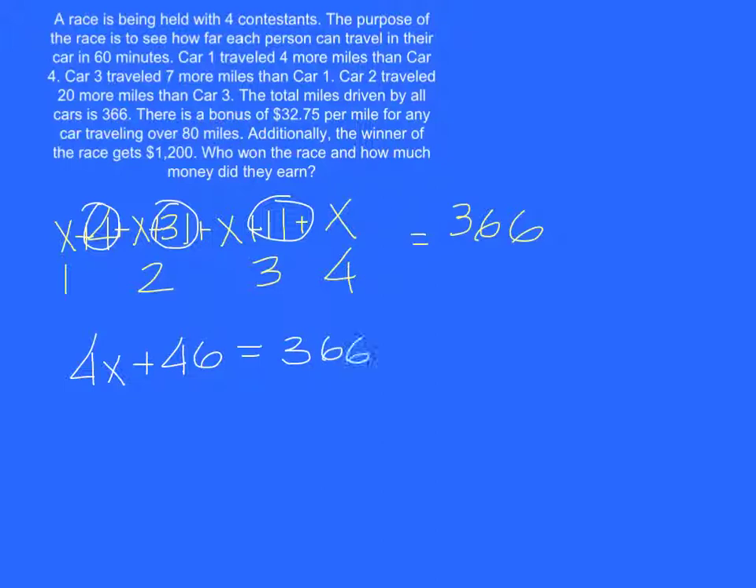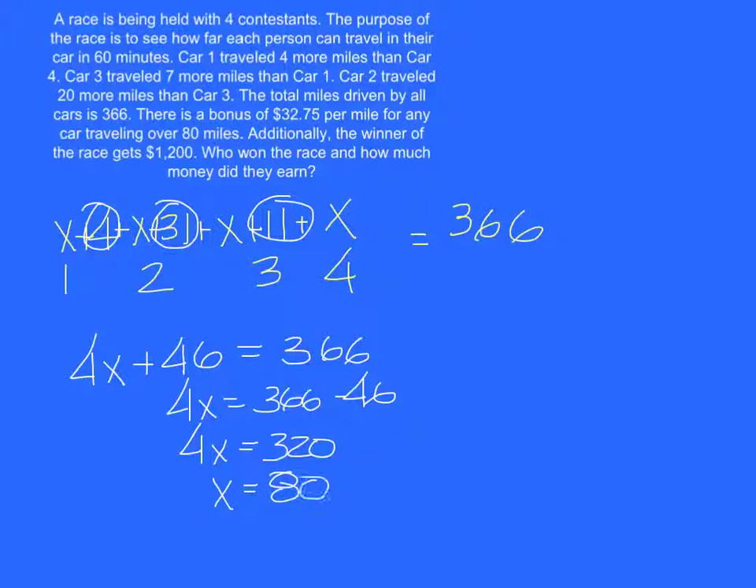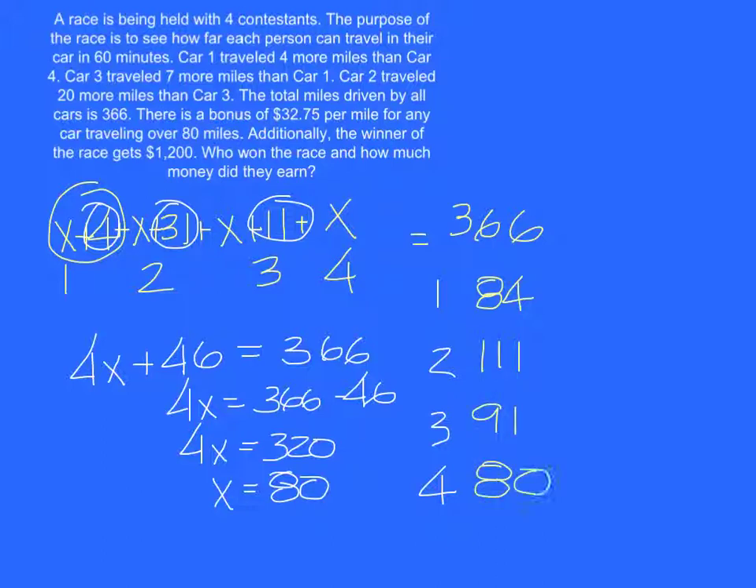Okay. Well, we have 4 x's in here, and we have 4 plus 31 is 35, plus 11 is 46. Set that equal to 366, and subtract the 46 from 366 to come up with 320. X should be 80. Now let's figure out what they had. So 1, 2, 3, and 4. Car 1 had 84. That's from x plus 4. Car 2 had 111. And then car 3 is 91. And then 4 is simply 80.